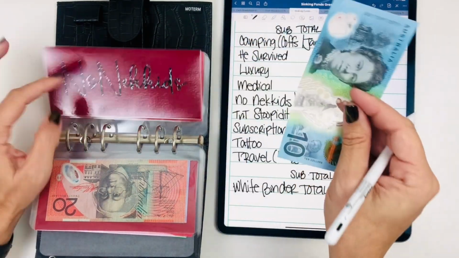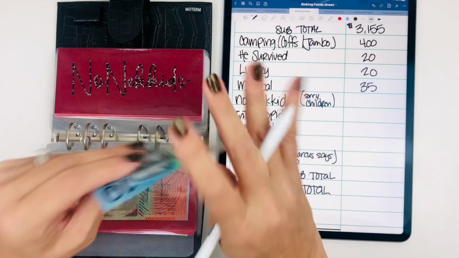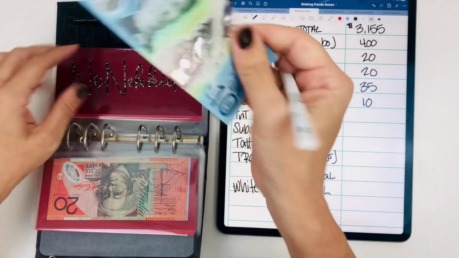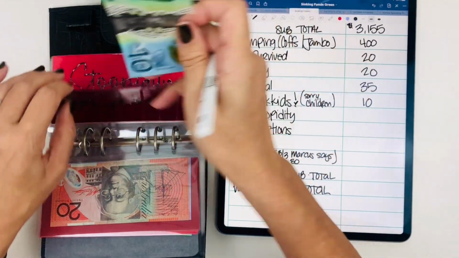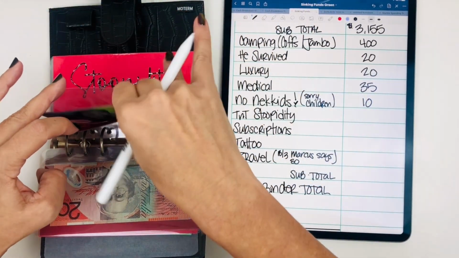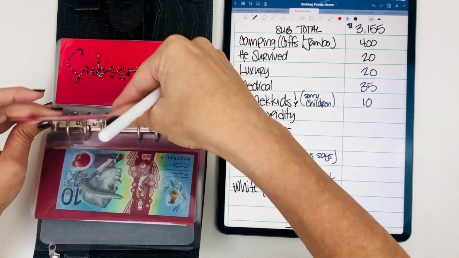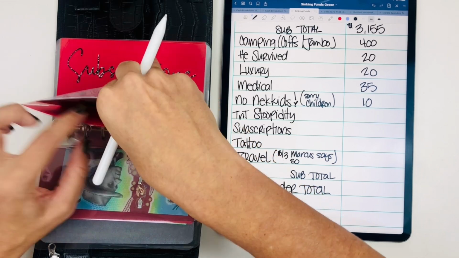And we have our no nickets fund, which is for clothing. Sorry, children, don't think about anybody being naked. $10 in there. That's also why I have a medical fund as well. If you want to think about it that way, don't have that image. Probably shouldn't have said that.